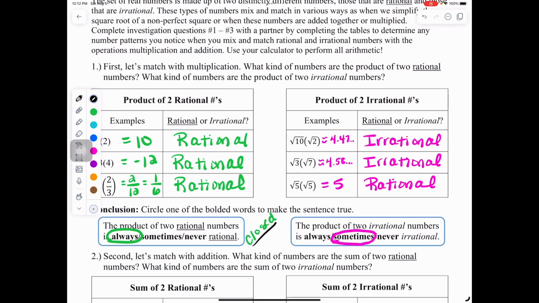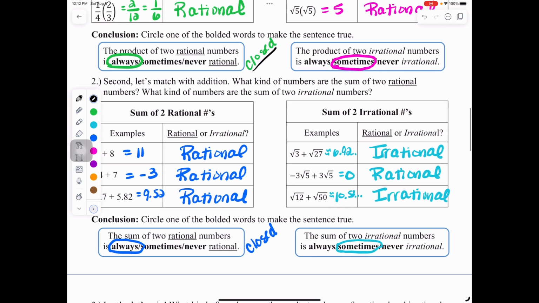On the other side, we have two irrational numbers, product still, so multiplication. You can see the first two, we get these kind of ugly decimals that go on forever and never repeat. Those are both irrational. However, if I take the square root of a non-perfect square and I times it by itself, that's an irrational times an irrational, I get the number 5. That's a rational number. So here, the product of two irrational numbers is just sometimes irrational. This is an example of something that would not be referred to as closed. We didn't get something from the original set.